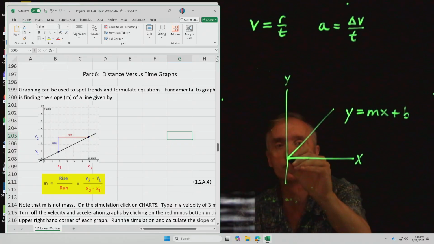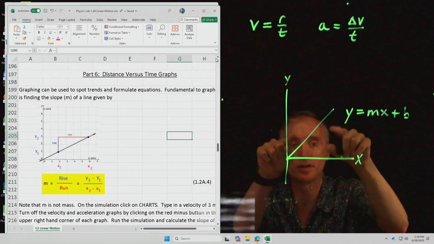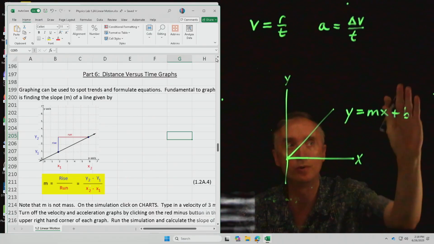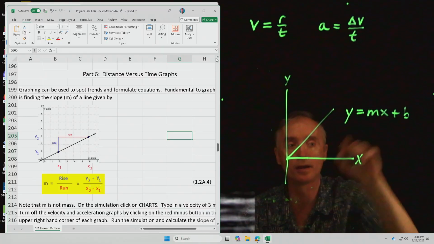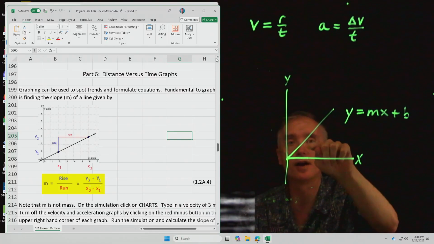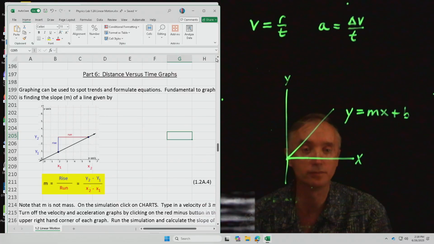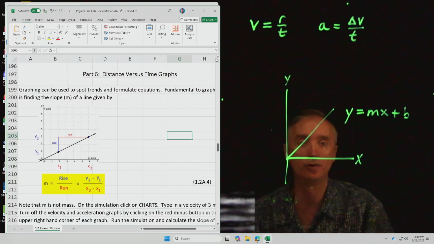But you see it goes through 0, 0 right there. So for this particular graph, the b would be 0. So it wouldn't even be part of it. So there'd just be y equals mx. And then if the scientist can figure out what the slope is, then they've got an equation that relates this variable to this variable over here.